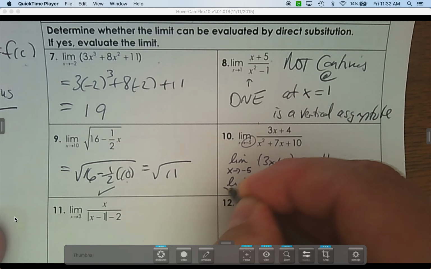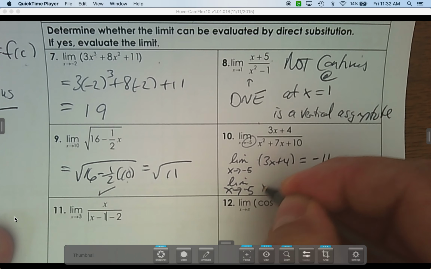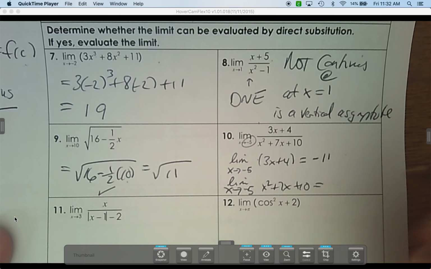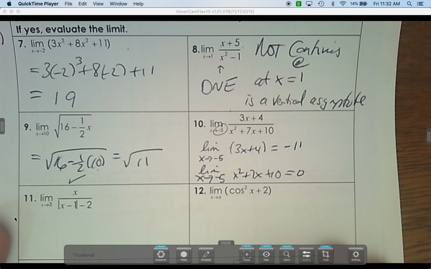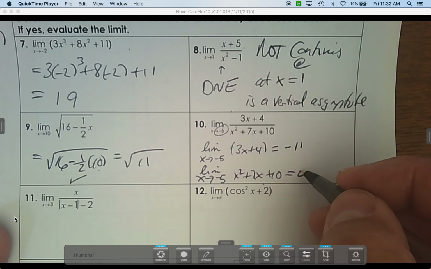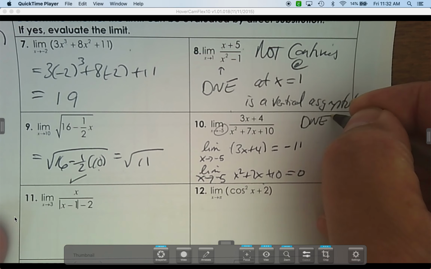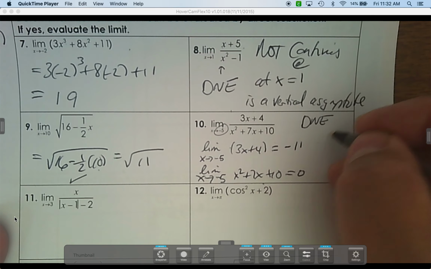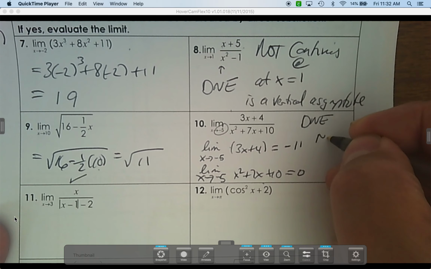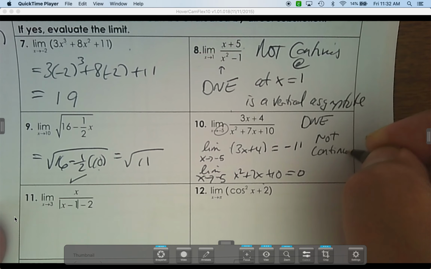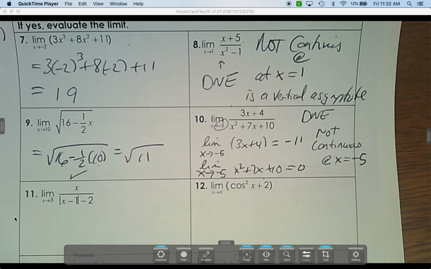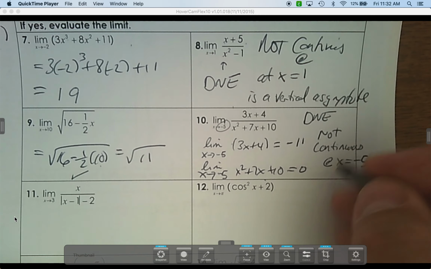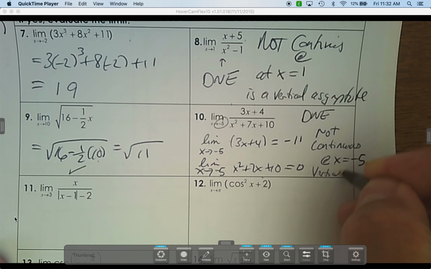If I write the denominator as a limit, x squared plus 7x plus 10, if I plug in negative 5, you get the answer 0. So what's happening then is that when you do a substitution, it's undefined. So this limit does not exist. It is not continuous at x equals negative 5. So that you know why it doesn't exist. It's not continuous at x equals negative 5, and it has a vertical asymptote.